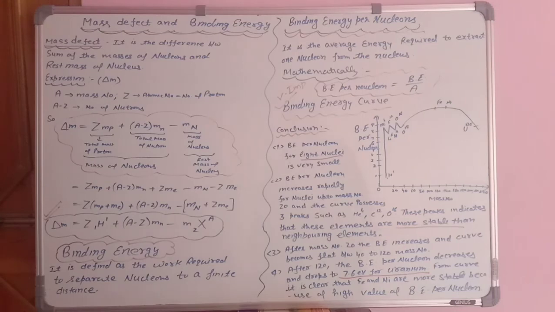So from this whole scenario, it is clear that for iron and nickel the binding energy is more. That means they are more stable. Okay students, so this is all about your mass defect and binding energy.